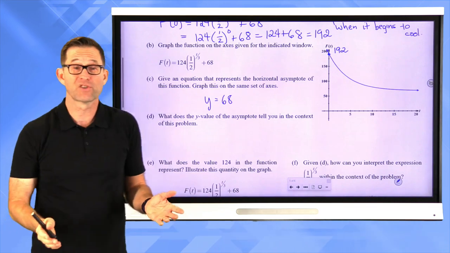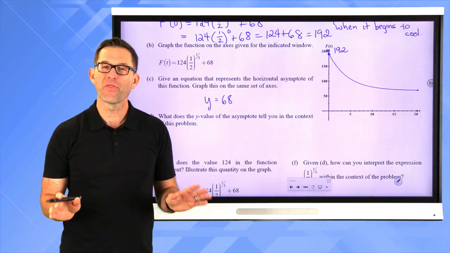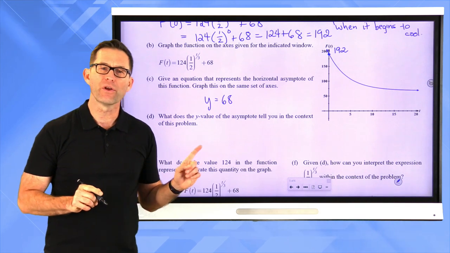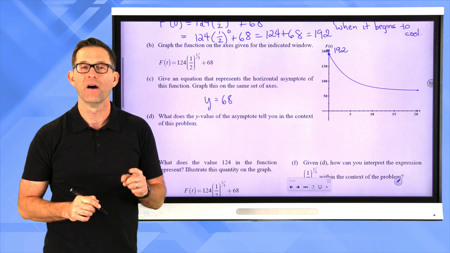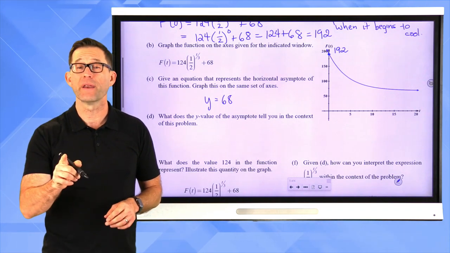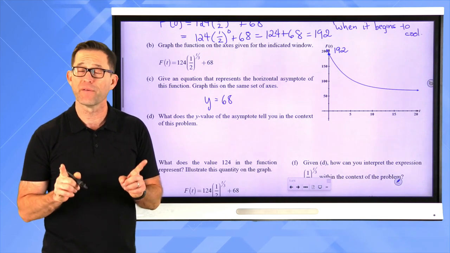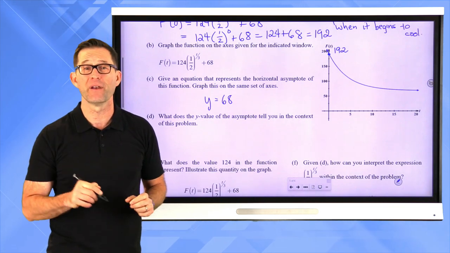Okay, and now let's talk about letter D. What does the y value of the asymptote tell you in the context of this problem? Now this takes a little bit of thought, okay? What I'd like you to do is pause the video right now. While you're thinking about that, I'm gonna draw the horizontal asymptote at y equals 68 on our graph. So take a moment right now to think about what that 68 is telling you in the context of this problem, and if you need to, reread the problem. Take a moment now.